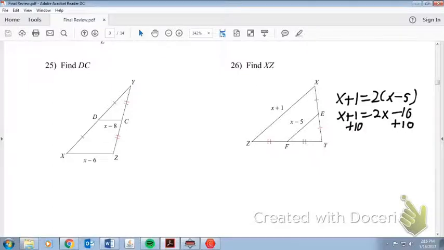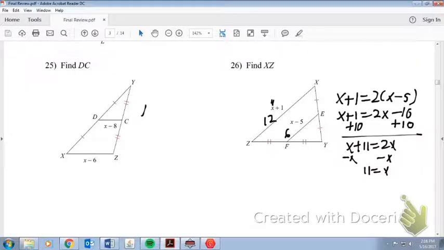So we're going to add 10 to both sides, and we get x plus 11 equals 2x. We're going to subtract x from both sides, and we get 11 equals x. Are we done? Not yet. Remember, the problem is asking us to find xz. Xz is the long side. So plug in an 11 there. 11 plus 1, 12.